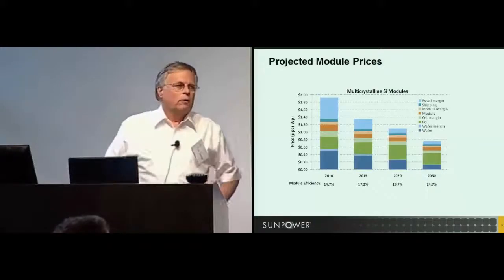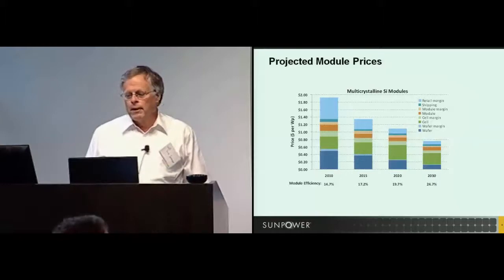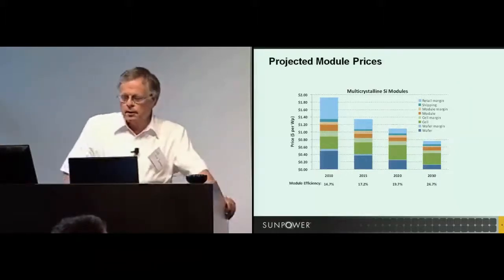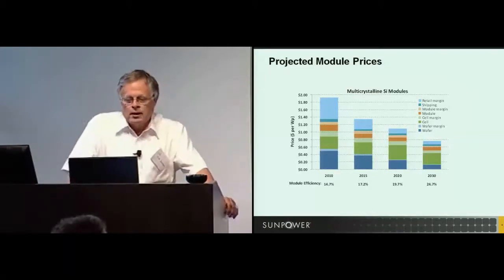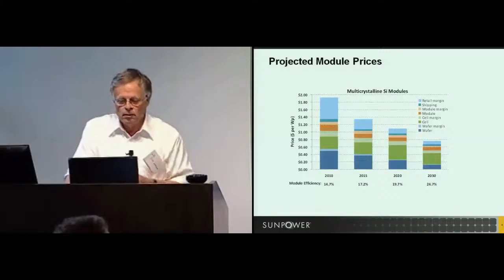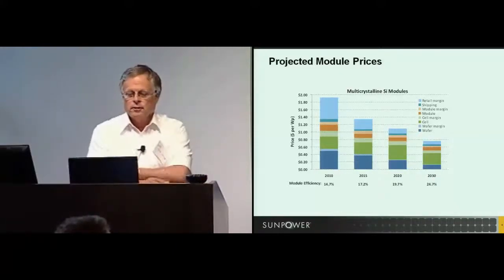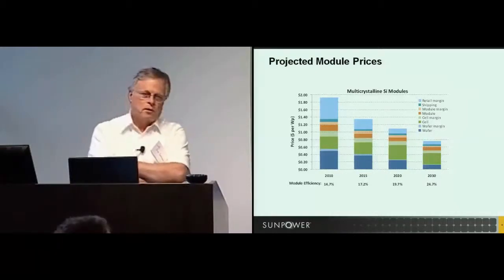If we look forward, we fully expect this to continue. This is from a chart that was prepared for what's called the Solar Vision Study, which is being published by the U.S. Department of Energy. And it shows the costs today in 2010 for making a standard multicrystalline silicon module. If you look at this stacked bar chart, the sales price is around $1.90 per watt. This is already obsolete. The sales prices are quite below that.